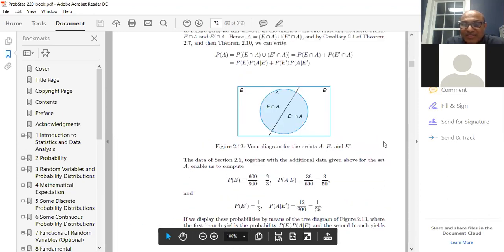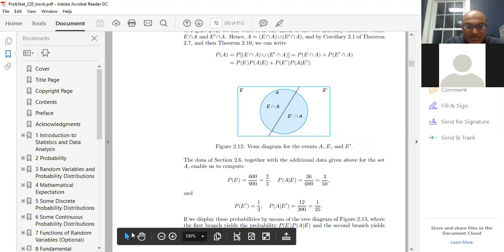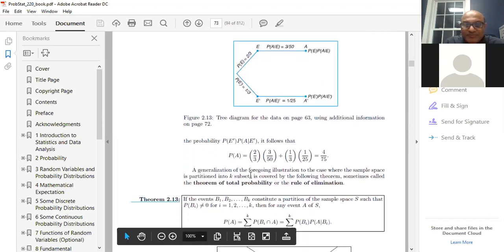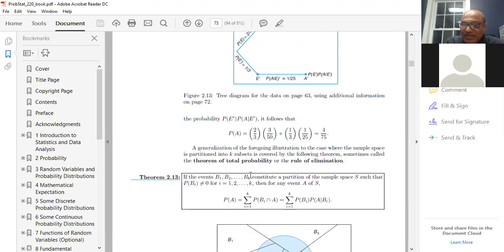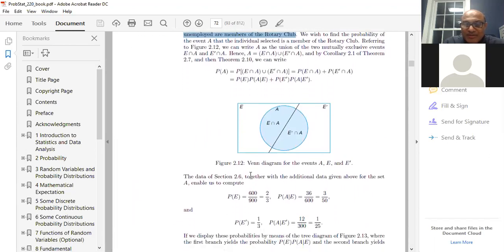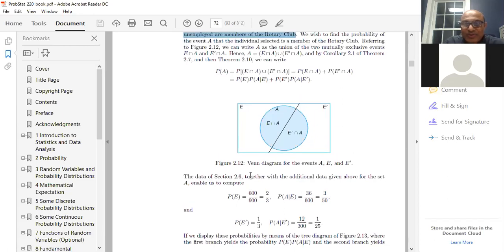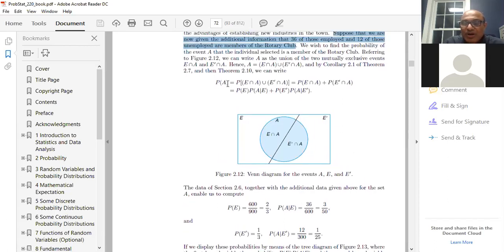Once we have this, we can say it like this. Let me take this cursor to the other side so that you can read this clearly. Okay, that's fine, this is better. Now, Theorem 2.13, this is called the total probability theorem. Now if I combine this, what we are looking for is the probability that a person chosen is a member of the Rotary Club. That means this probability is given like this: P(E intersection A) and P(E dash intersection A), that is, E intersection A and E dash intersection A.